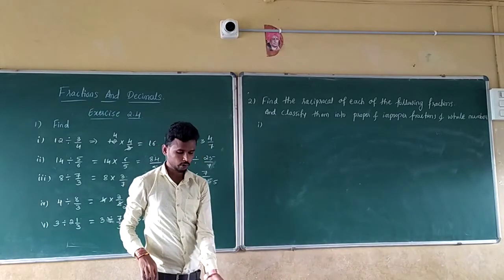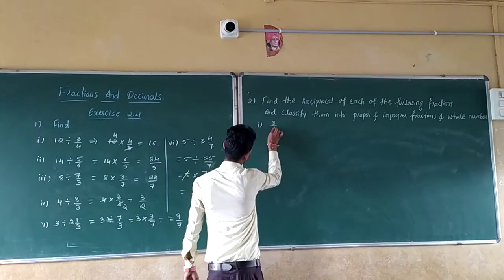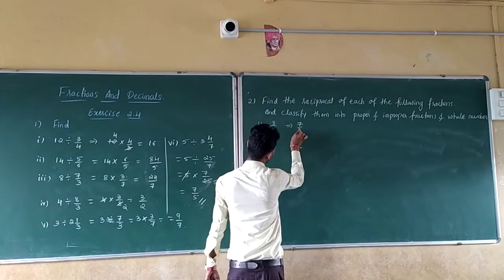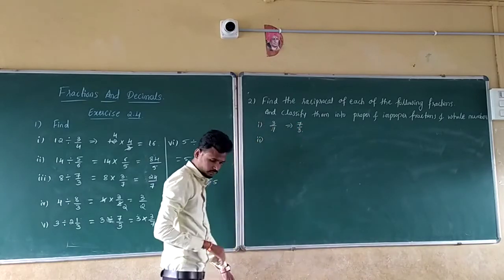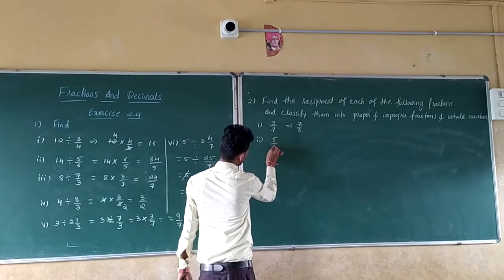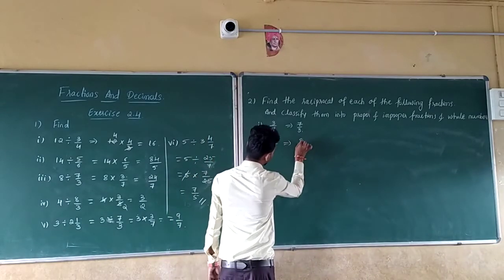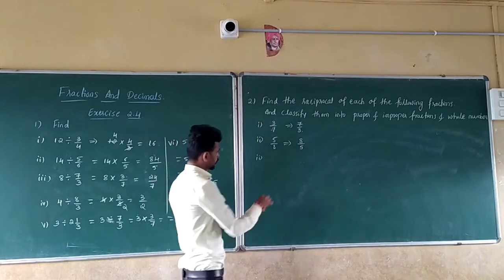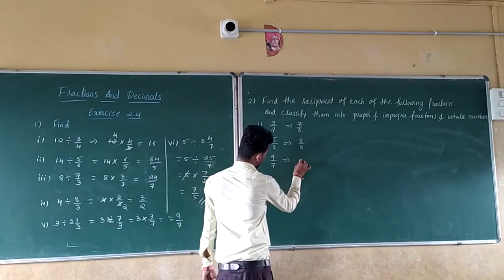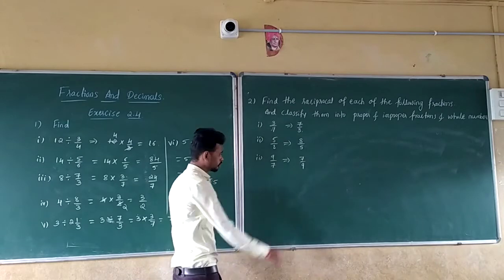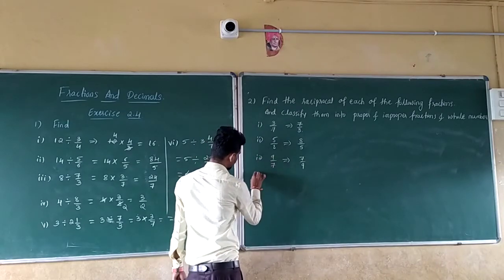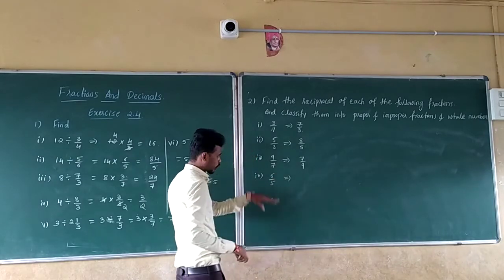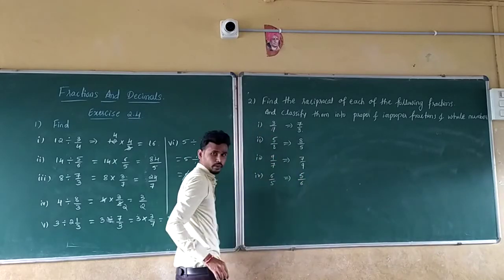So write the reciprocal of the following first. First one is 3 by 7. So what is the reciprocal of this? 7 by 3. Second one, 5 by 8. What is the reciprocal of this one? 8 by 5. Next, third one, 9 by 7. The reciprocal of this one is 7 by 9. Next, fourth one, 6 by 5. The reciprocal of this is 5 by 6.